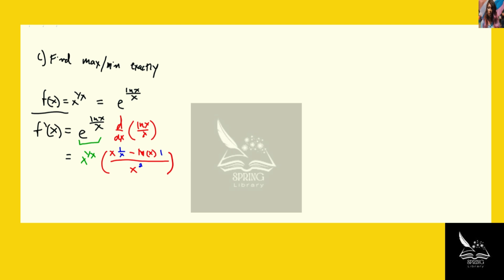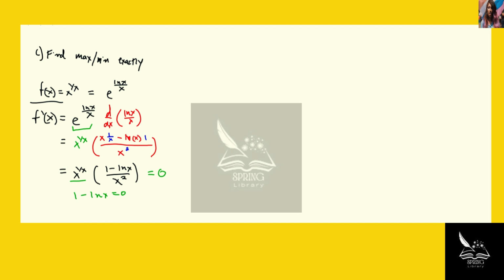All right, so now we can go ahead and just use a little bit of algebra to rewrite this as x to the 1 over x times 1 minus natural log of x over x squared. Now what we want to do is set this equal to 0. And so we already know that this part here will only equal 0 if x is equal to 0, but since here in the denominator we can't have it equal to 0, we would only set 1 minus natural log of x equal to 0, and then we just need to solve for x.